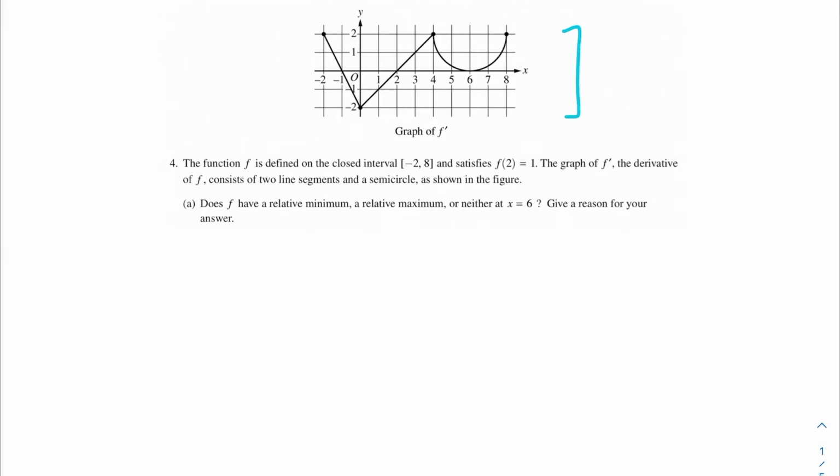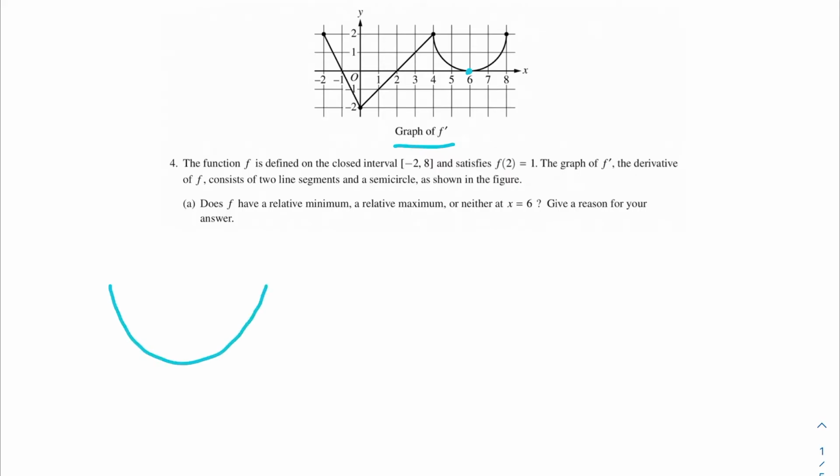With these problems, it's really important to notice that this is the graph of f prime. You don't want to start assuming that this is the graph of f just because the first sentence talks about f. So you want to be really careful reading this problem. This is the graph of f prime. The point that we're trying to evaluate is at x equals 6. If you had thought that this was the graph of f, you might have thought this was a relative minimum.